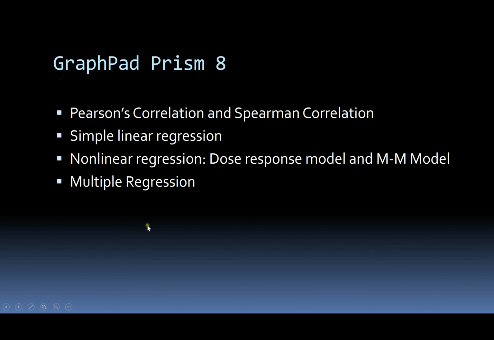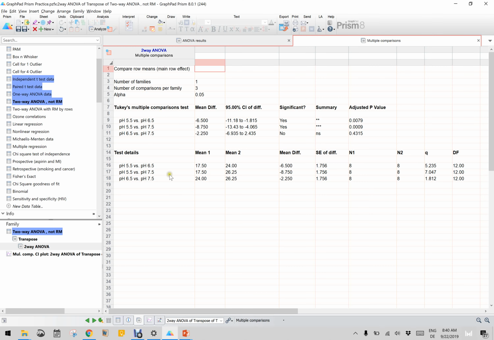In this video, we will see how to perform correlation, that is Pearson's correlation and Spearman correlation, using GraphPad Prism 8. We will also see how to perform simple linear regression, non-linear regression, including the dose response model and the Michaelis-Menten model of enzyme kinetics. Also, we'll see how to perform the multiple regression. So let us go back to our example file.